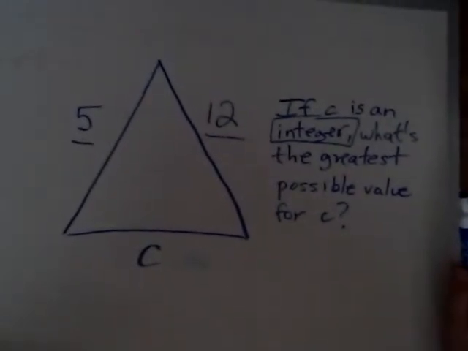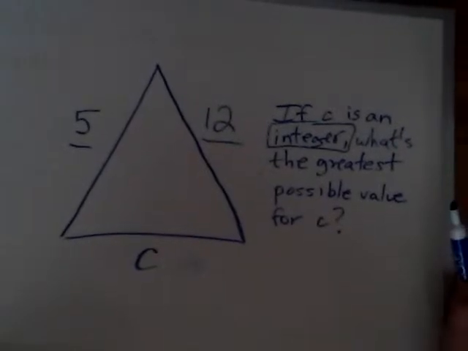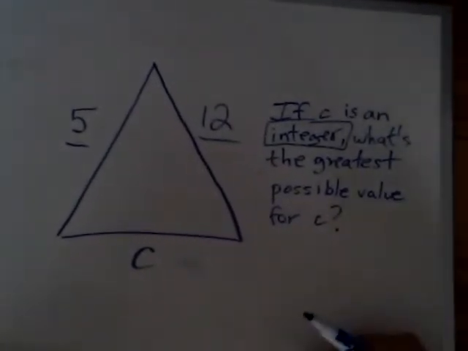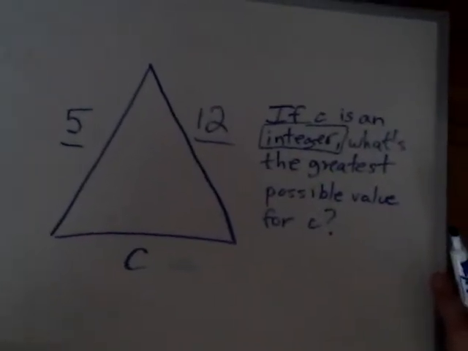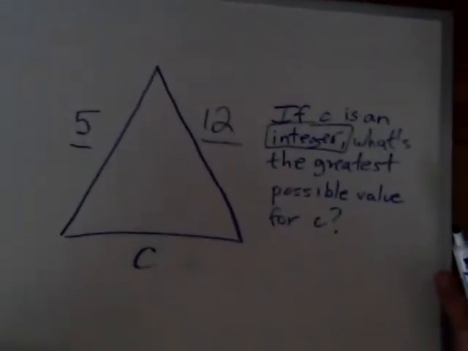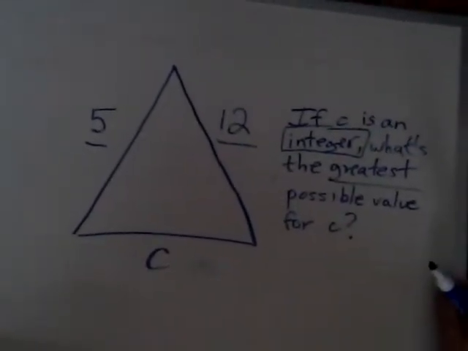It's a word I think that most kids are familiar with. However, some of them may be not exactly sure what it means. It just means it's a whole number, essentially. 1, 2, 3, 4, no decimal, no remainder. So we know that C has to be a clean number. And we want the greatest possible value for C.